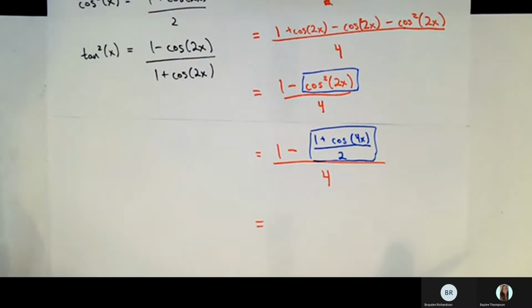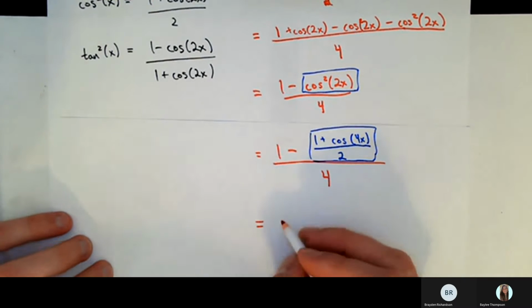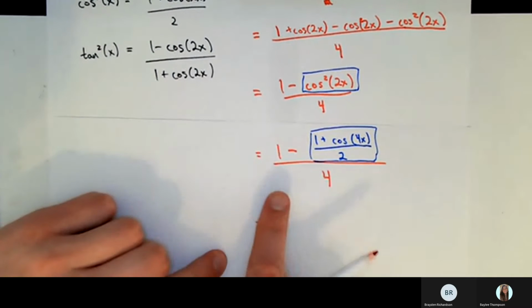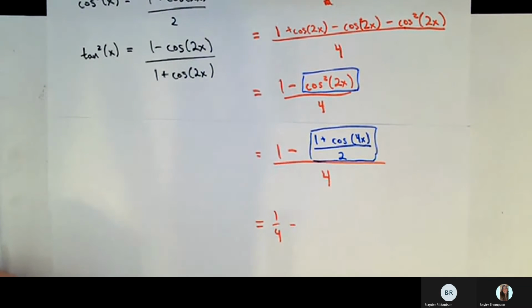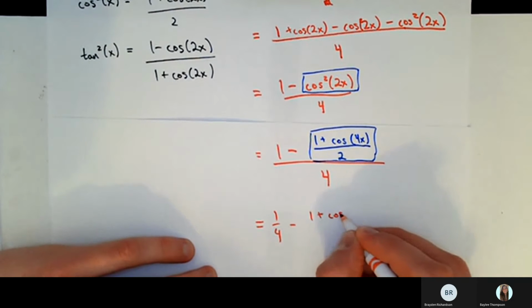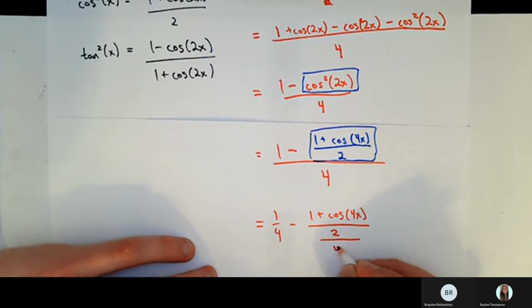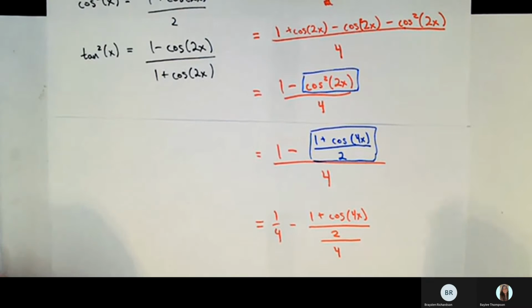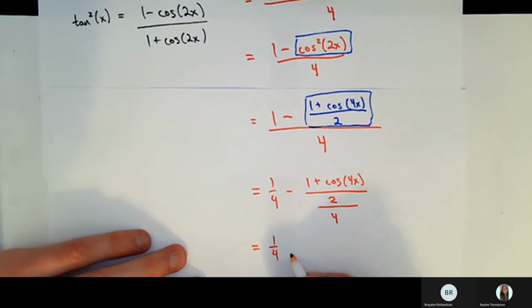Now you may say, oh, how do I deal with this? Well, keep in mind that you can split this fraction up. This is the same as 1 over 4 minus 1 plus cosine of 4x over 2 over 4. Which still doesn't maybe look that much better, but this is the same as 1 over 4 minus 1 plus cosine of 4x all over 8.